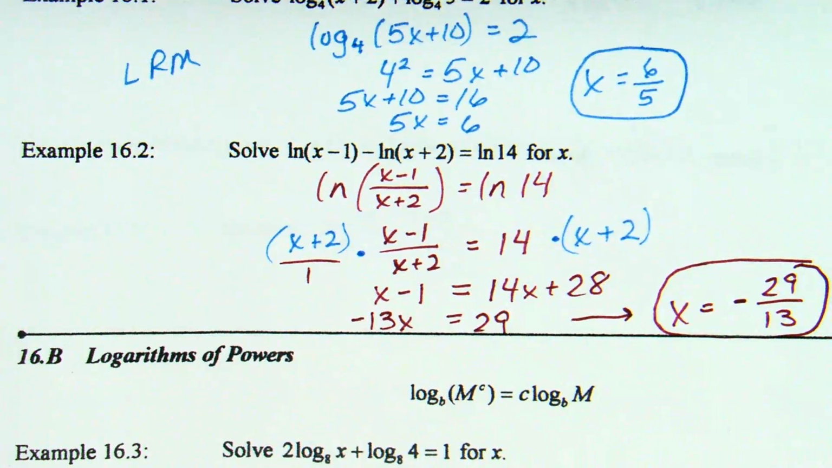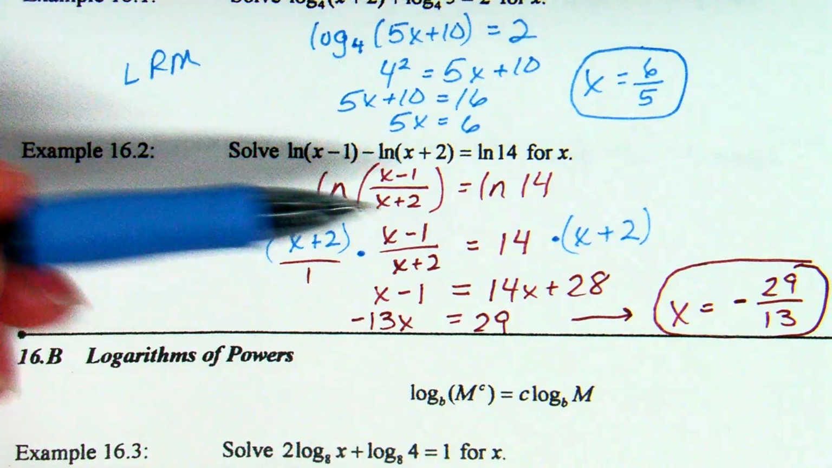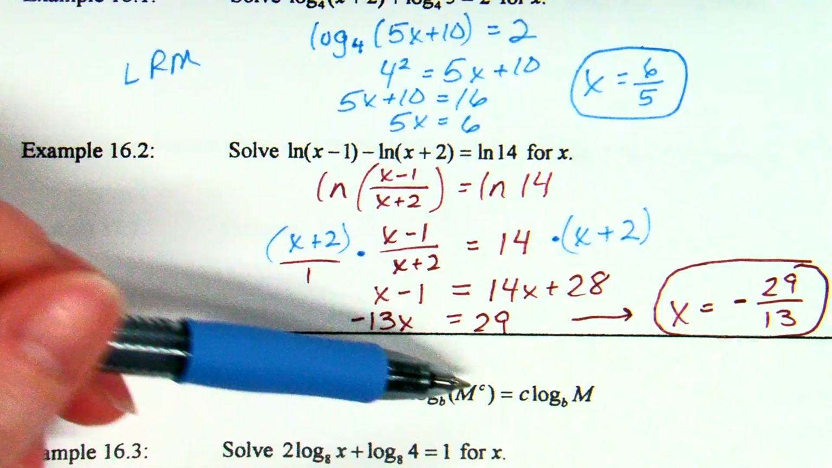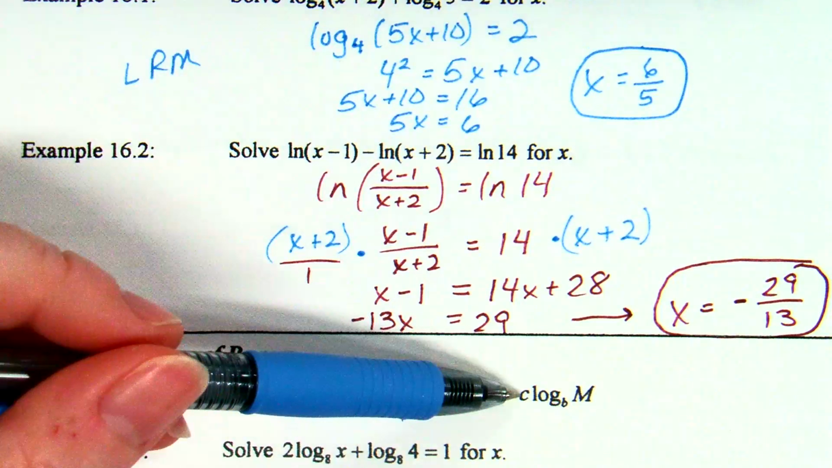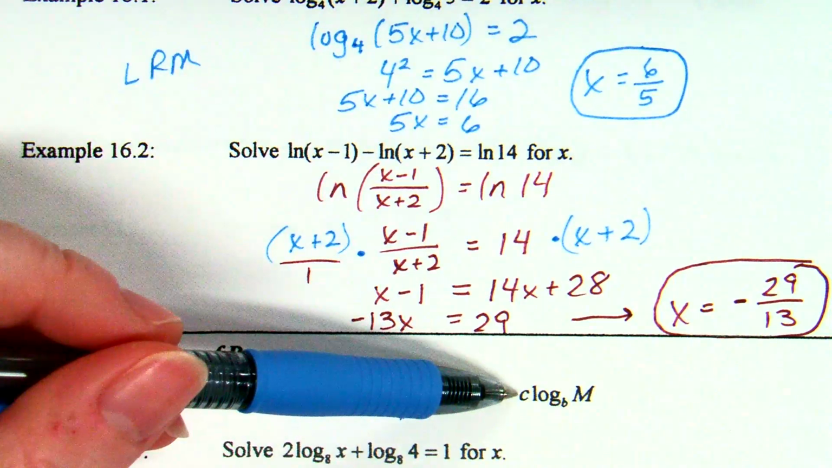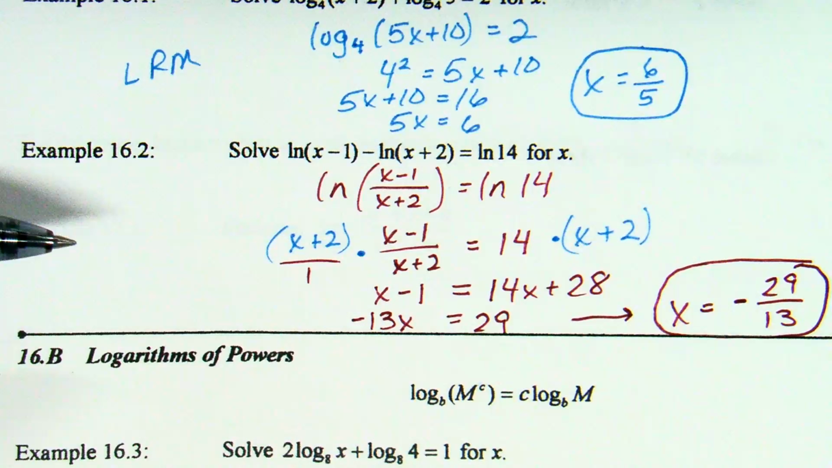Logs of powers. Do you guys remember this rule? We've used this rule a lot. If you have a power, an exponent, up on the inside of a log, that power can be moved out front to become a coefficient of the log. And that coefficient could also be moved up to the power when necessary. Okay, that's the technique we're going to add here. So, 2 log base 8 of x plus log base 8 of 4 equals 1. What do you think we should do first?